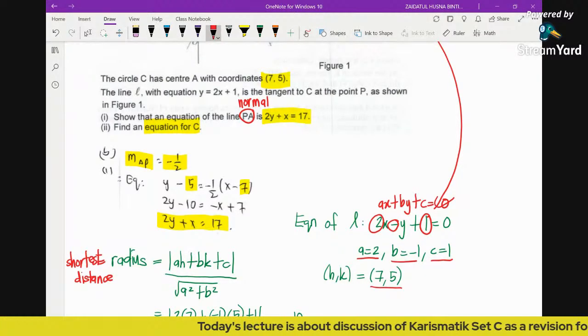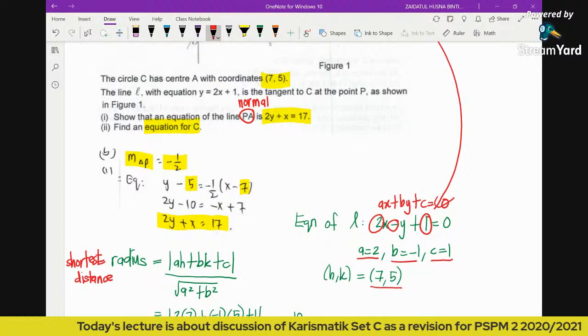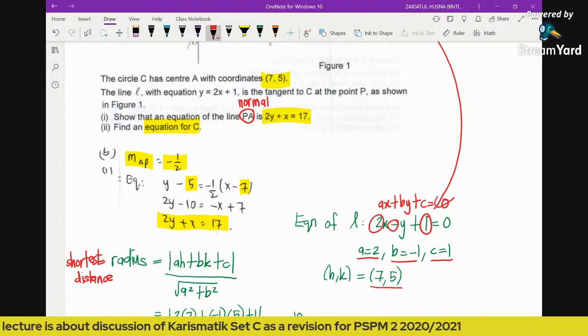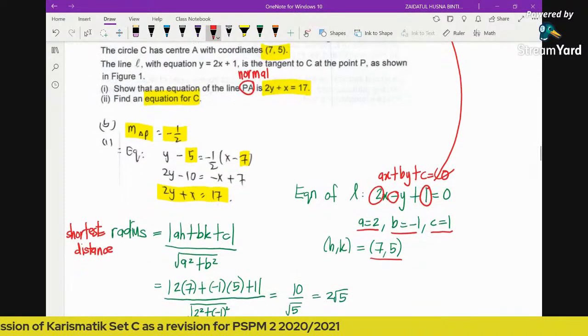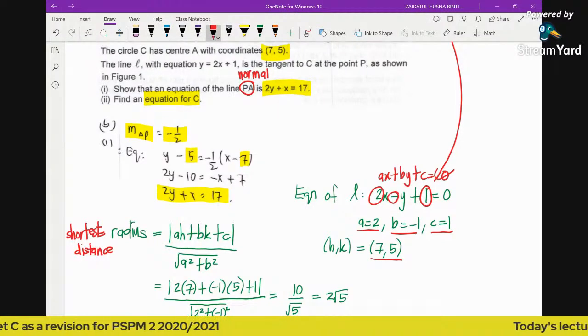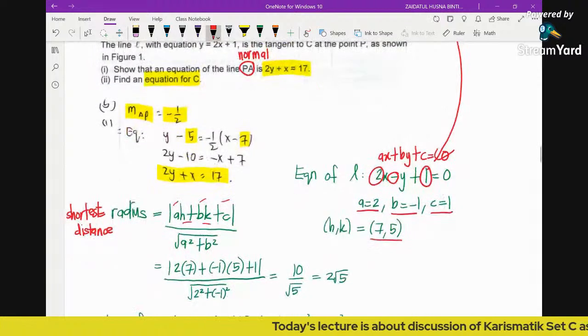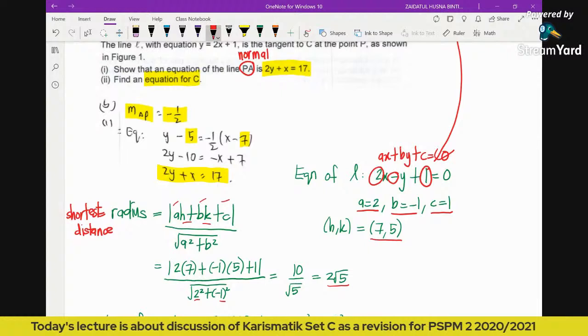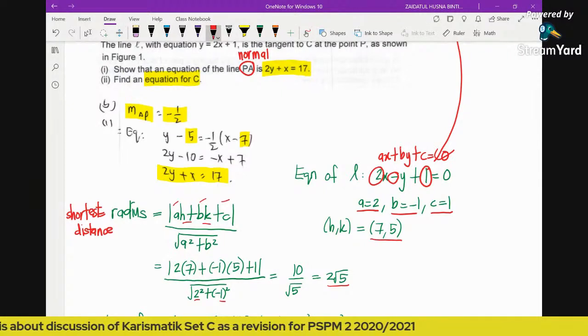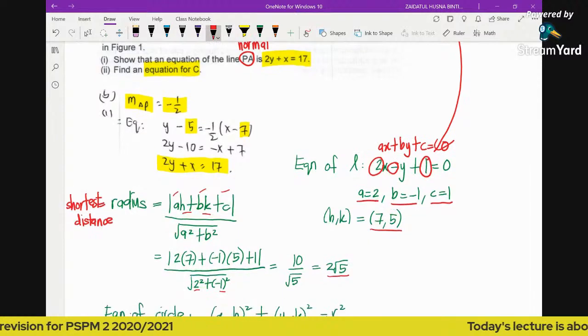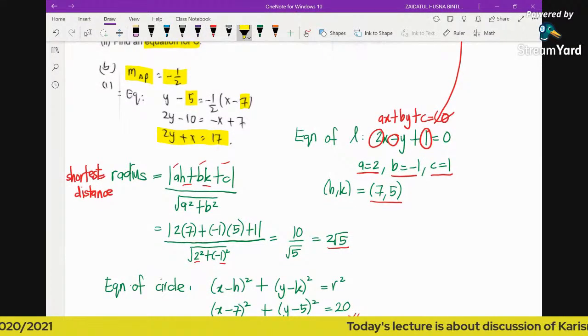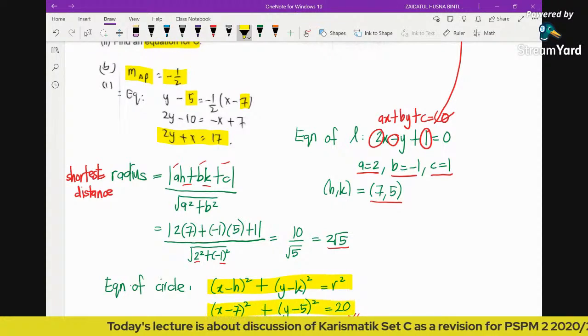So you will have modulus of ah plus bk plus c, divided by square root of a squared plus b squared. Now with your a, b, c values, you substitute in a, b, c, and then h, k, 7, 5. You put in here, with a, b also 2, negative 1. So you will get this radius, 2 root 5. Since the question only asks for equation, it can be in standard form or general form. You substitute the center and radius into the standard form, and you will get this equation of circle.